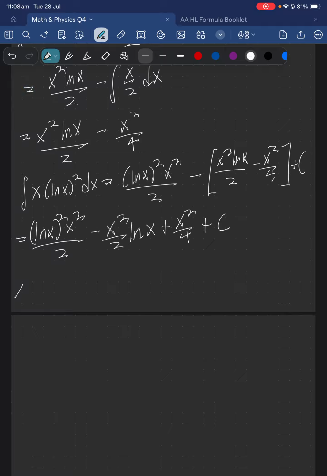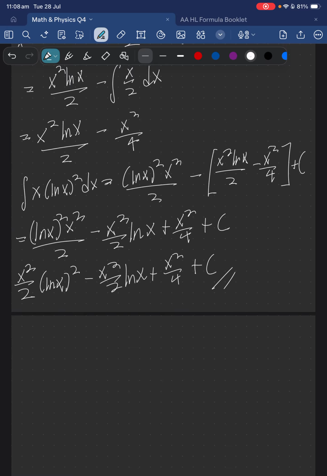We can factor out x squared, so we get, actually it's better if we don't need to factor it out. Just get x squared over 2 times ln x squared minus x squared over 2 ln x plus x squared over 4 plus c, and that is part A's answer.